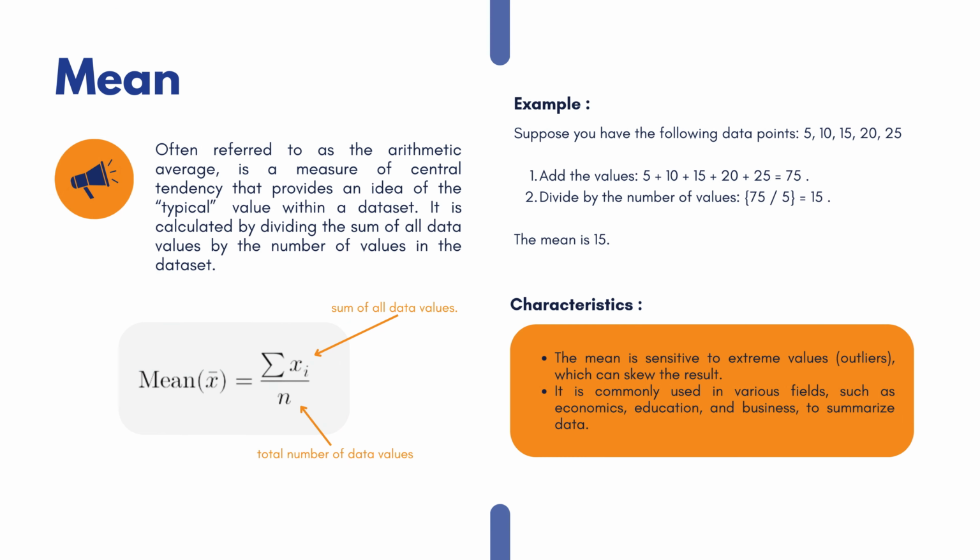So for the first measure of central tendency we're going to look at is the mean, otherwise known as the average. So this provides an idea of the typical value within a dataset. It is calculated by dividing the sum of all the data values by the number of values in the dataset. So for example, you have the following data points: 5, 10, 15, 20, and 25. You add all of these values and you divide it by the number of values. In this case, we have 5 values, from 5 to 25. So the mean is 15.